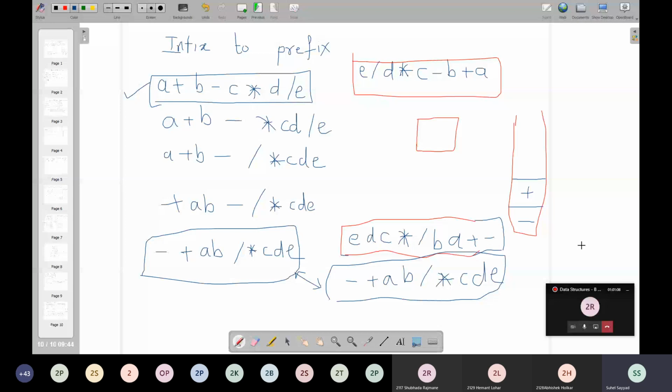Is the example understood, students? Yes, sir. Very good. So what we have seen today is how we can use a stack in order to do infix to prefix and infix to postfix conversion. So we have seen their relevant algorithms.